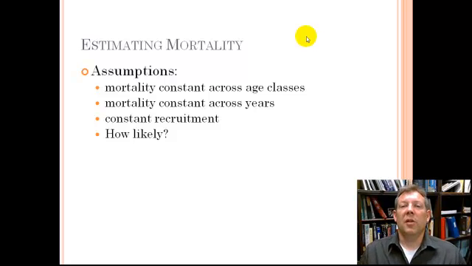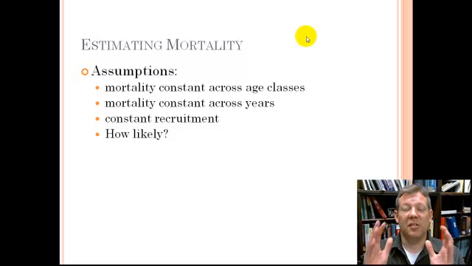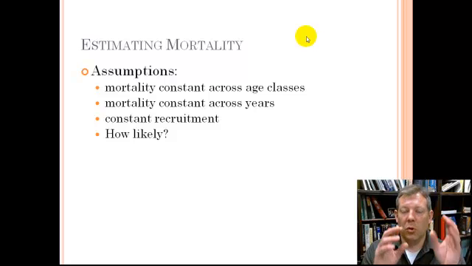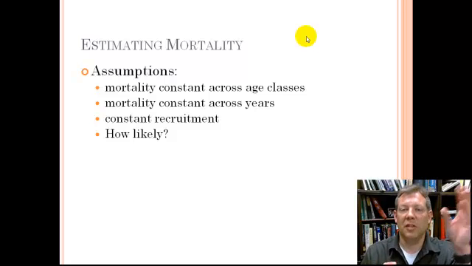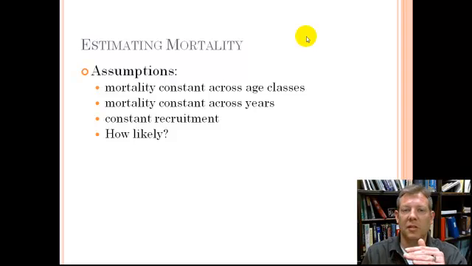Okay, so we have a few assumptions with this sort of analysis. The assumptions are that mortality is constant across all age classes. So once we look at the age classes that recruit to the gear, we're assuming that the mortality is constant from age class to age class. We are assuming that mortality is constant across years, so that each year mortality does not change. And we're assuming constant recruitment. So each year we are getting new fish recruiting to the youngest age class, and then the mortality is constant. And these are the characteristics you have of a steady state population.